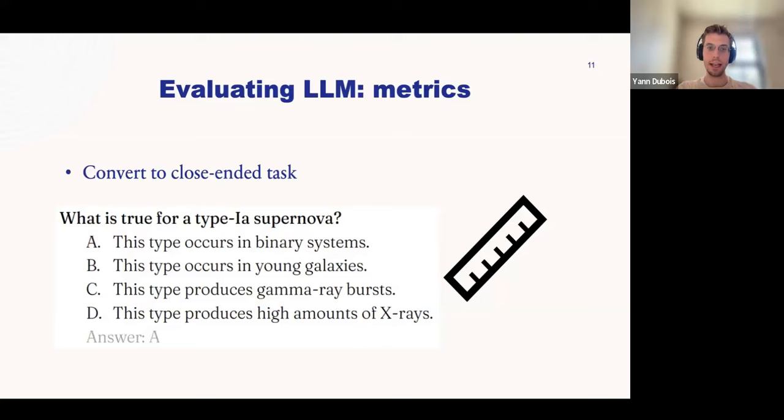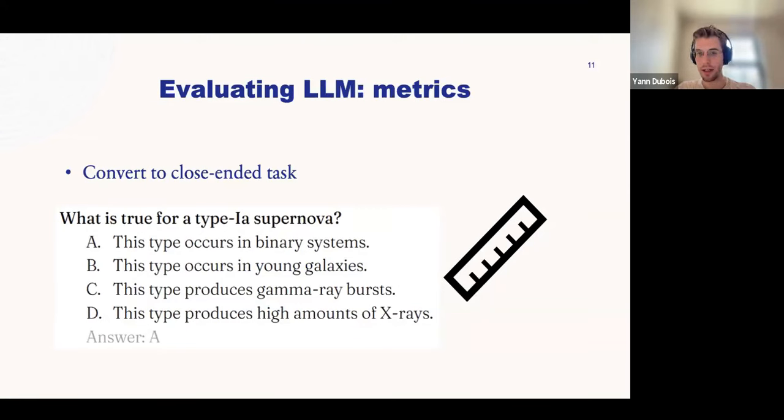You could ask ChatGPT, hey, is it true for type 1a supernovas? And then you give a few choices, and you ask ChatGPT to say which one is true. So that will constrain the type of outputs that you can give. And now this is much easier to evaluate, because given that it's not a free-form text, you can just collect what the correct answer is, and you can just check whether the correct answer is the same one as the answer that is provided by the model.